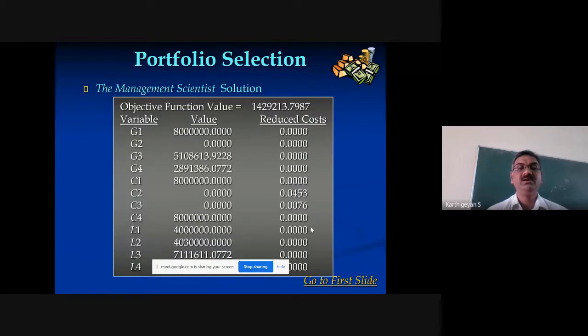So the values are G1 to, there are 12 variables. It's listed in the first column. Second column, the corresponding values it obtained from it. So there is no reduced cost. Okay, so this is another application just to visualize how this operation research, the linear programming problem, is applicable to portfolio selection problem also, right? So it's a financial management problem. So one more application I have mentioned. Okay, shall I proceed?